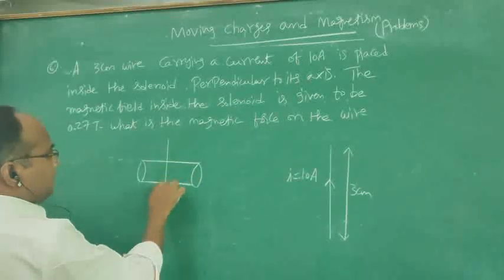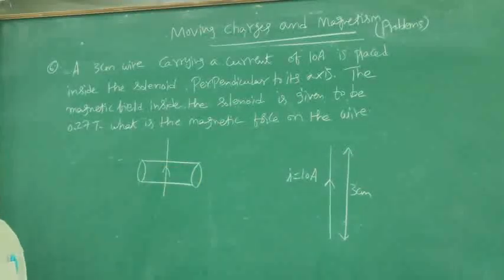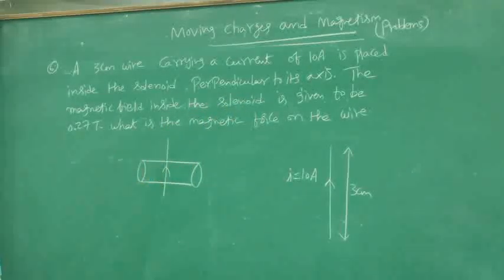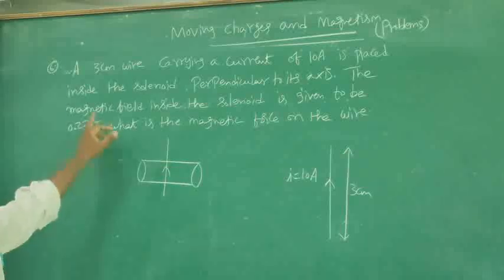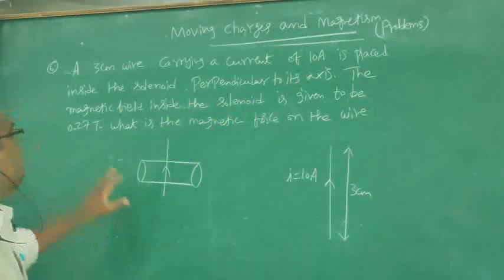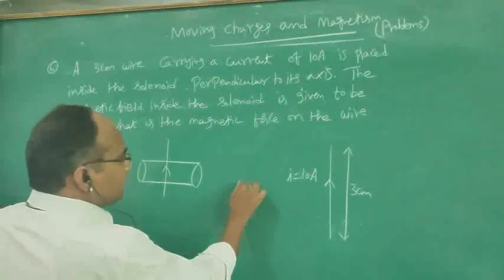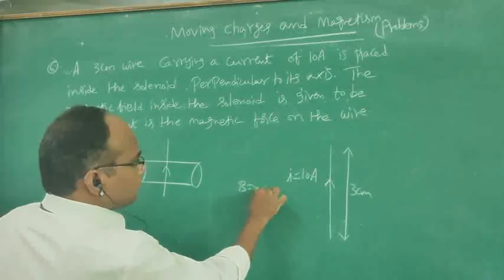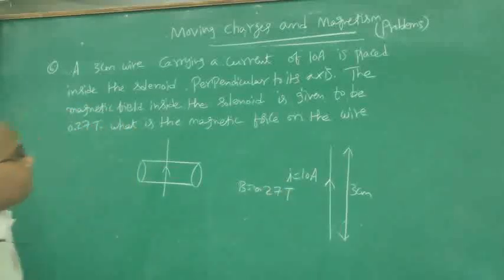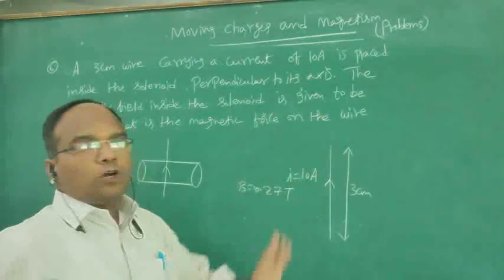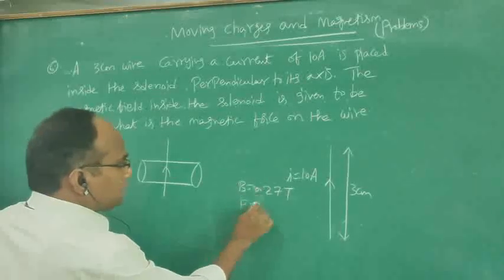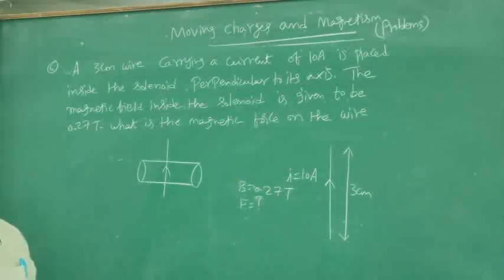So this current carrying wire is placed inside the solenoid, perpendicular to the axis. The magnetic field inside the solenoid is given to be B equal to 0.27 Tesla. What is the magnetic force on the wire? So F is equal to question mark. Then how to do it?